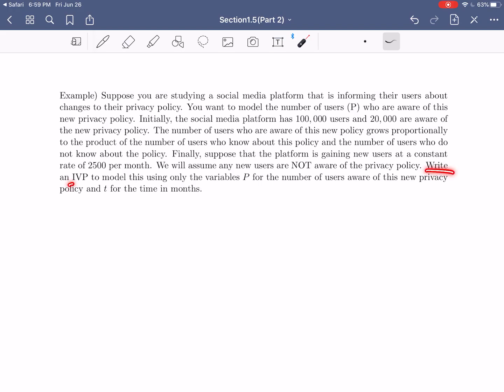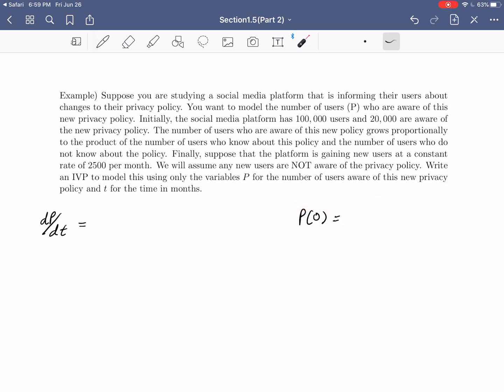So we're going to try to write out an IVP to model this using only the variable P for the number of users who are aware of the new privacy policy, and T for the time in months. Of course, we'll also need a constant of proportionality, but that's not a variable, that's just a constant. So let's see if we can go ahead and do this. We need to write dP/dt, come up with a model for that, and we'll also need our initial condition, P of 0. Okay, so let's start by seeing if we can figure out that initial condition.